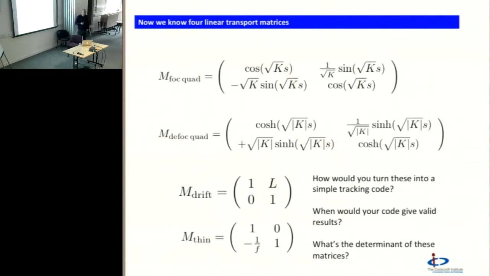Anybody can take these matrices and whack them into MATLAB and produce a tracking code and then put it on the internet. But you have to understand yourself when the results are valid. And finally, what's the determinant of all these matrices? This will come back to bite us later. So it's worth calculating it now just to understand what the determinant is.